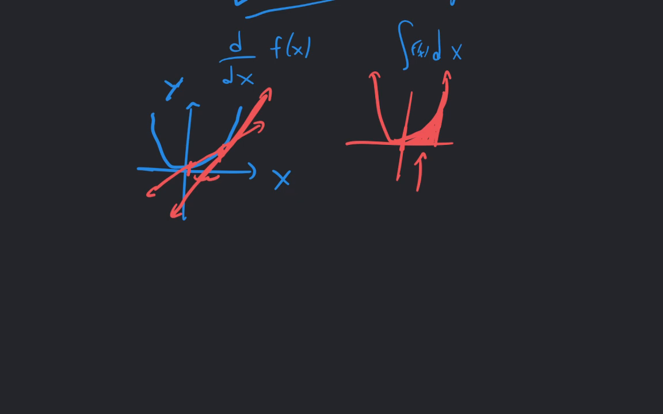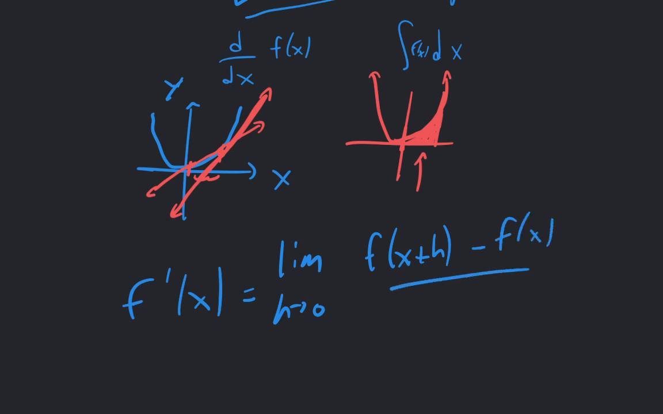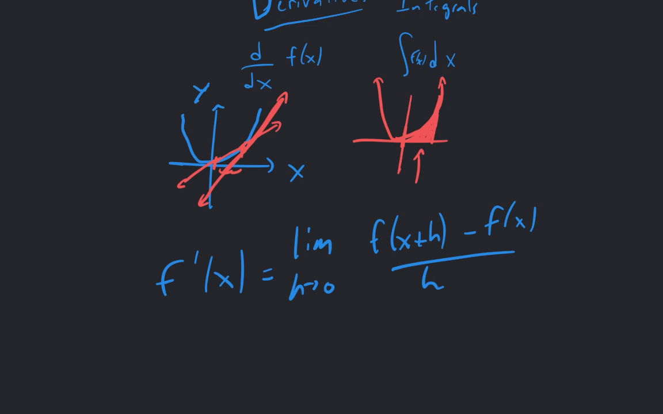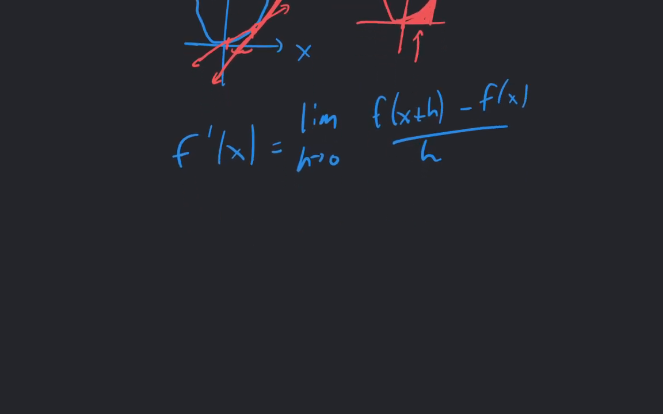The derivative follows the limit definition. f prime of x is equal to the limit as h approaches 0 of f of x plus h minus f of x, all over h. Now, this looks a little scary, but it's not so bad.